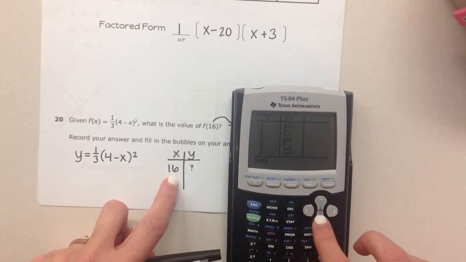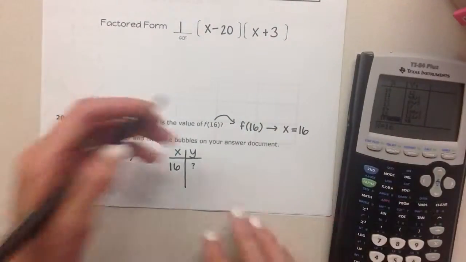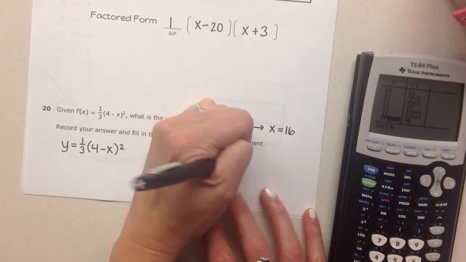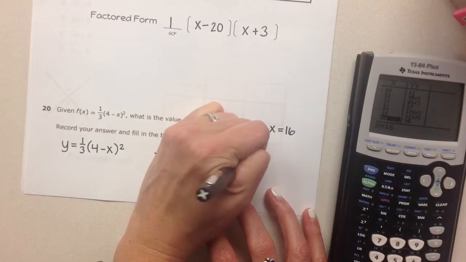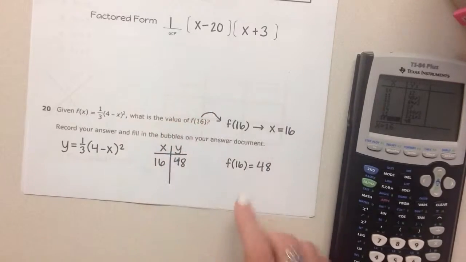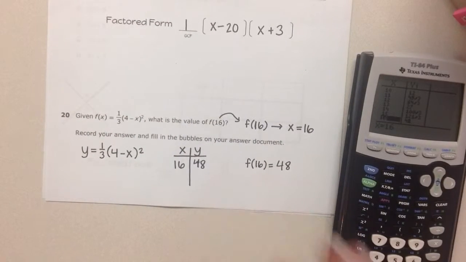When x is 16, scroll down to 16, I get an answer of 48. So y is equal to f of 16 is equal to 48. When x is 16, my y value is 48, and that is what they were wanting for this question.